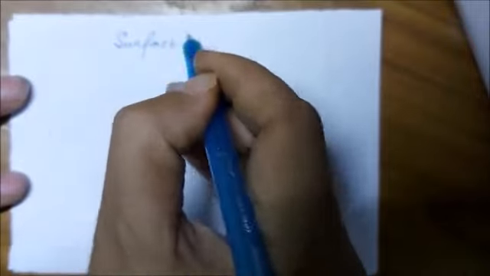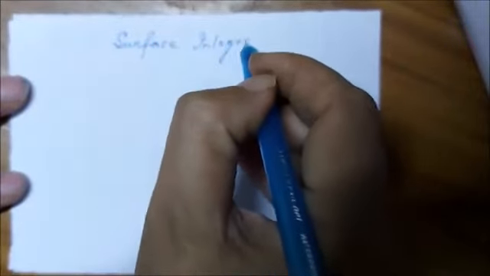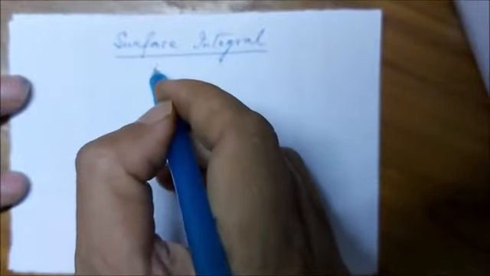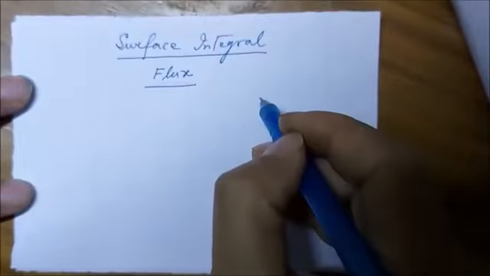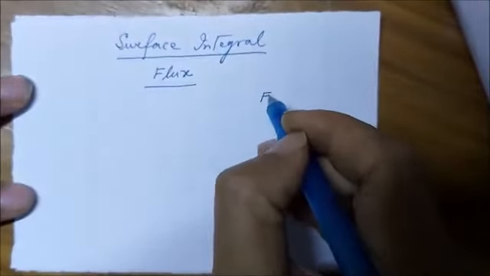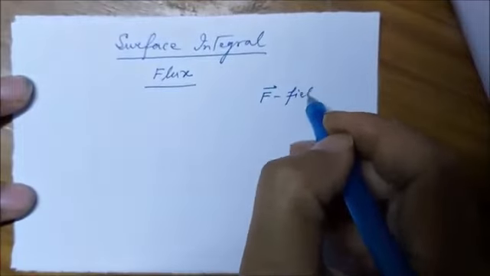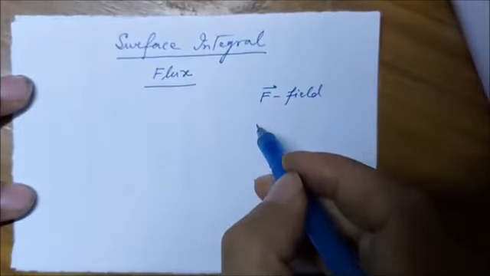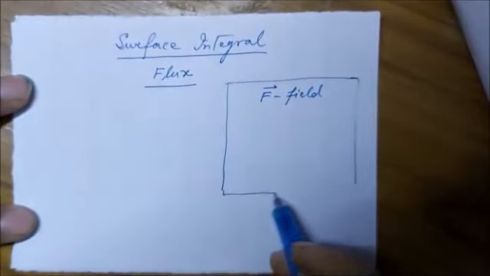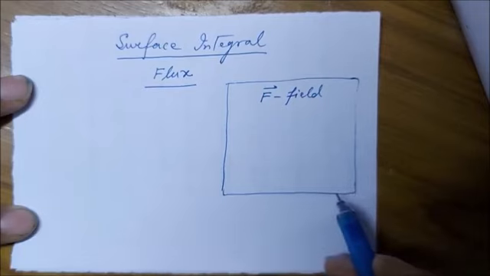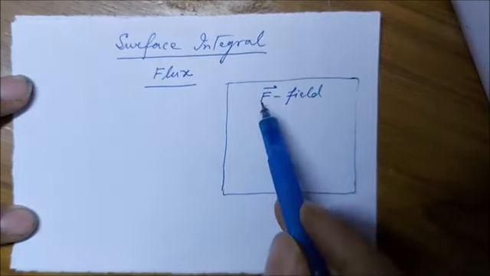We next discuss surface integral, or in physics we use the term flux. Let us consider a vector field and the corresponding vector is F. So this is a region at each and every point of which this vector F is defined.